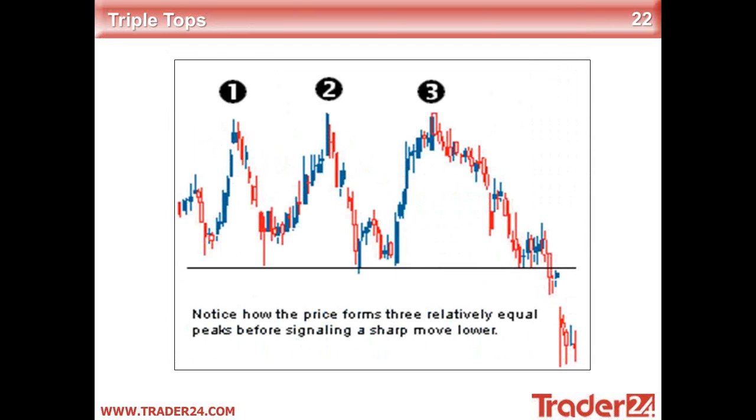Triple top is just an extended version, really, of a double top. But notice how the price forms three relatively equal peaks before signaling a sharp move lower. And this was actually quite a nice example of it, where we see this massive gap down through this actual support line here. When you tend to see gaps happen like this, it basically indicates that the market is in large agreement that this particular thing is bearish. That we're quite keen on the price dipping a hell of a lot more than where it was initially.